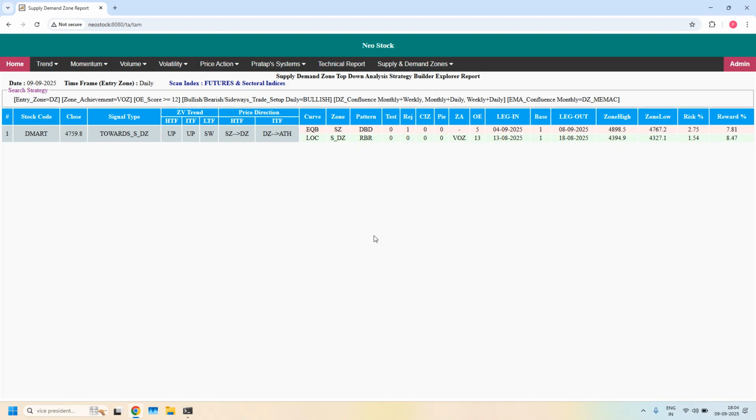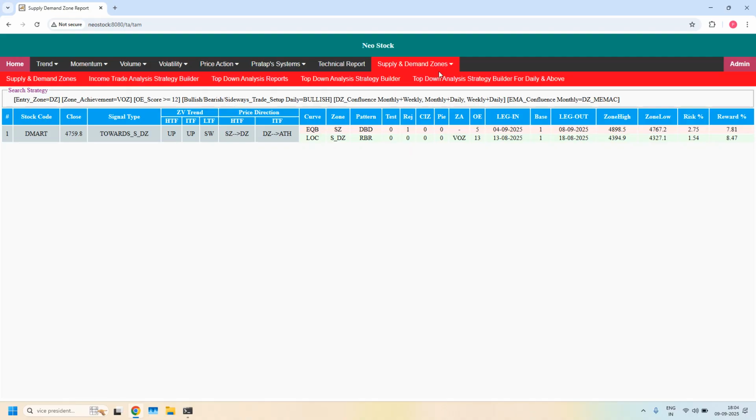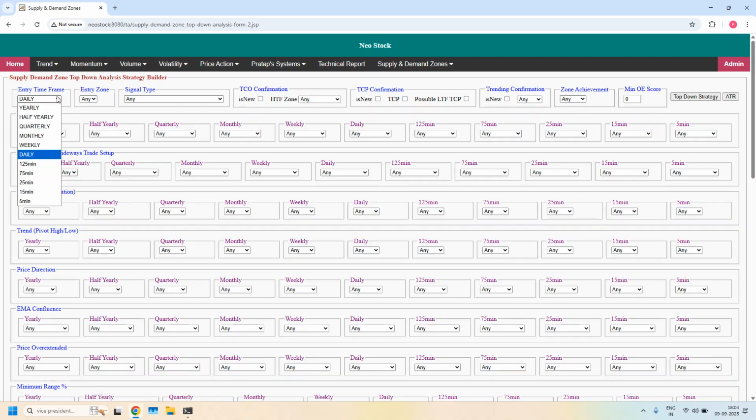Okay, this is the bullish trade setup for monthly income trade. Next, the bearish trade setup for monthly income trade. Entry time frame daily, entry zone supply zone. Are you bullish or bearish at daily? I am selecting bearish. Zone achievement violated, opposing zone.